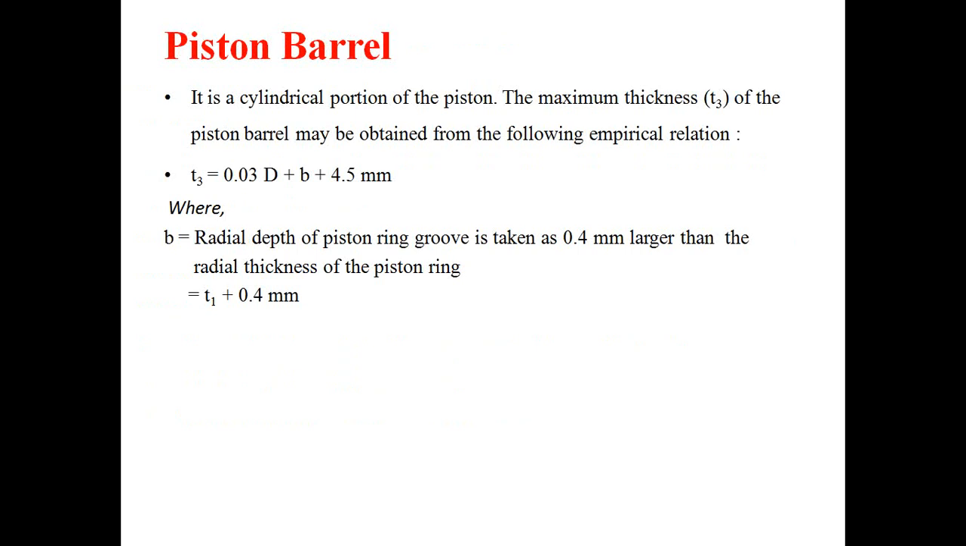Piston barrel. First of all, I would like to explain what the use of the piston barrel is. It is a cylindrical portion of the piston. The maximum thickness of the piston barrel may be obtained by using the relation T3 is equal to 0.03 D plus B plus 4.5, where D is the inside bore diameter and B can be calculated by using the relation T1 plus 0.4 mm. So T3 is equal to 0.03 D plus B plus 4.5.